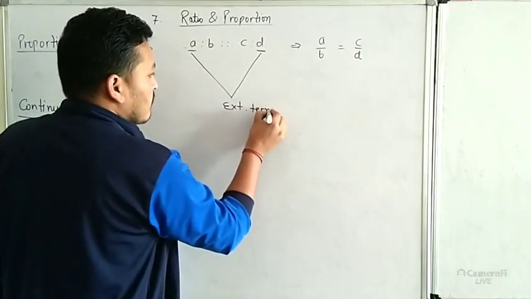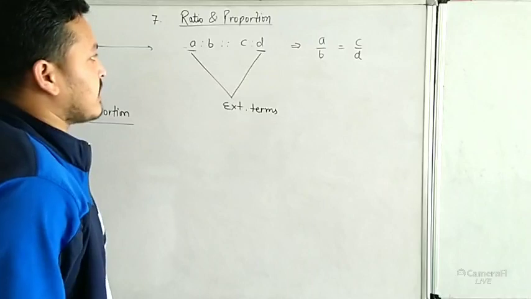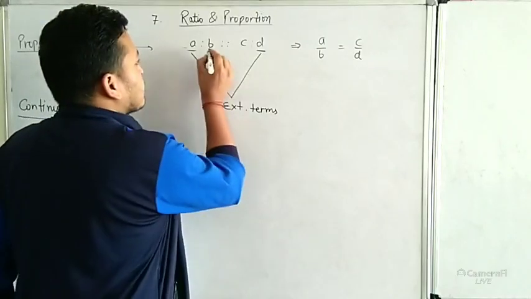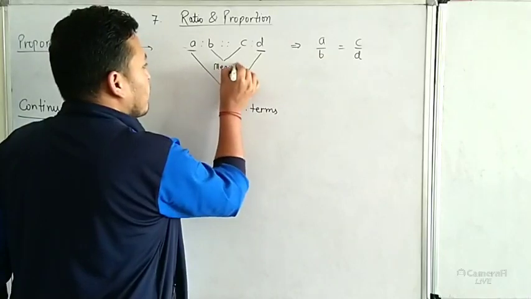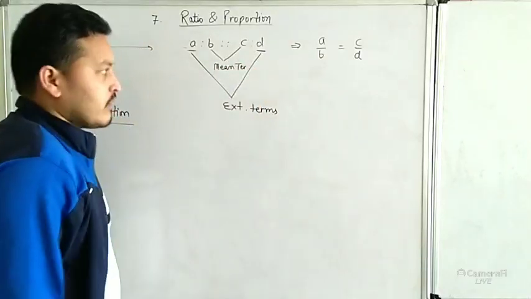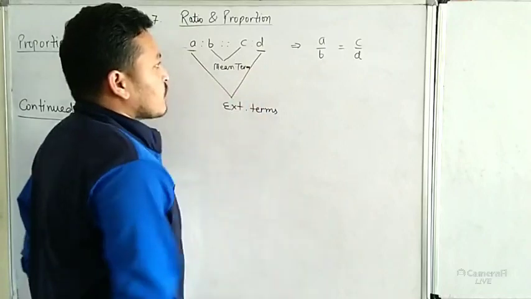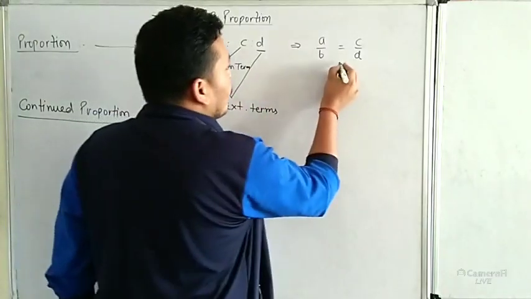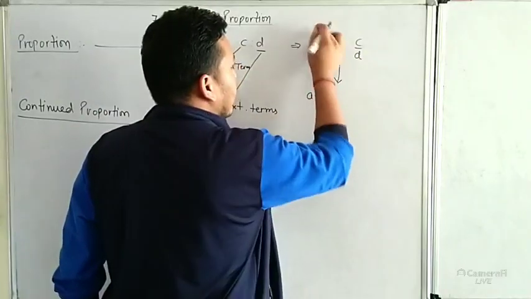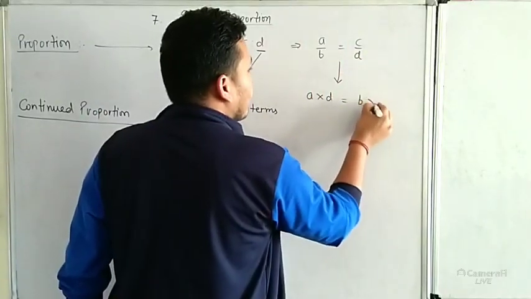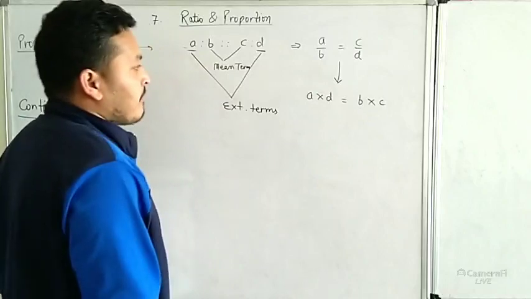First and last are known as extreme terms, and the middle numbers B and C are known as mean terms, or middle terms. So what can we do here? If you want to cross multiply, A multiply by D is equal to B multiply by C.